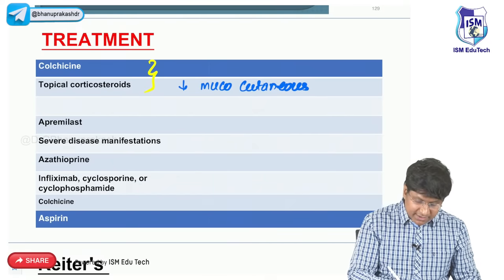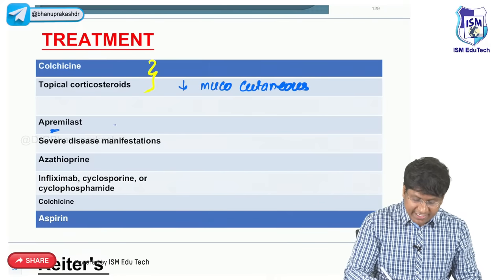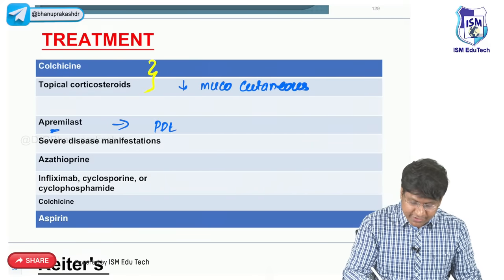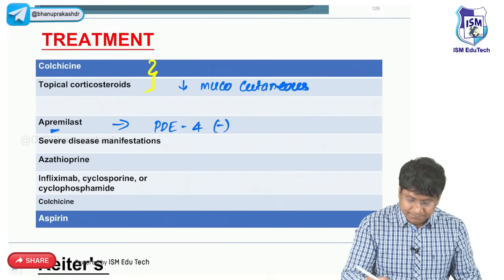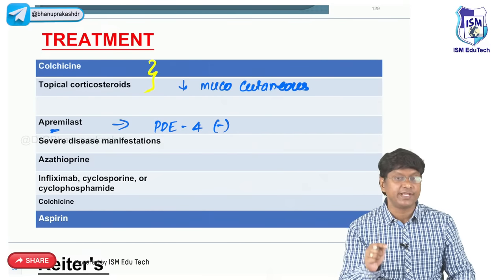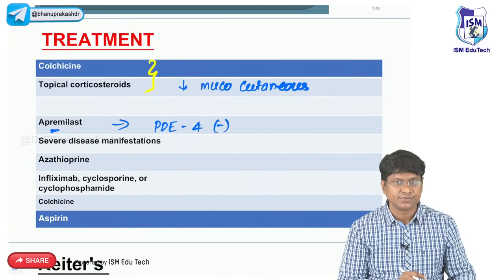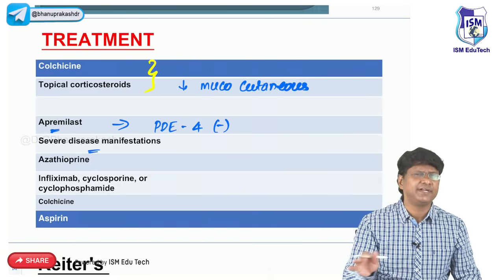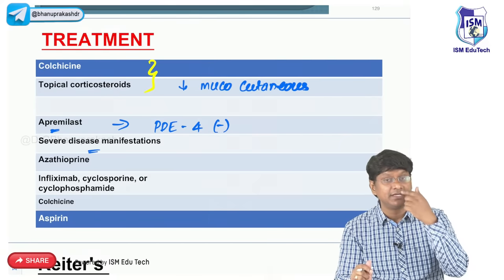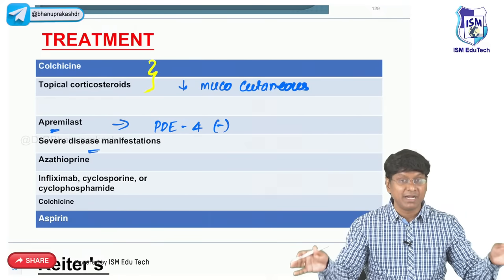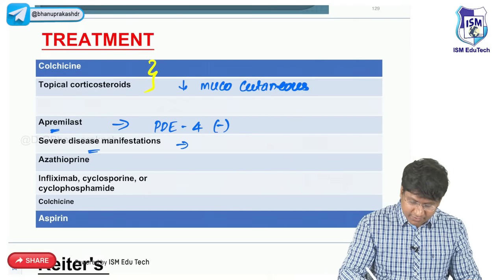And one more drug, that is apremilast. What exactly is apremilast? It is a selective phosphodiesterase 4 inhibitor. It is an FDA approved drug for the treatment of oral ulcers in patients. Okay? And when there is severe disease manifestation, that means along with the oral stomatitis, recurrent aphthous ulcers, if there is multi-system involvement, then we give steroids.